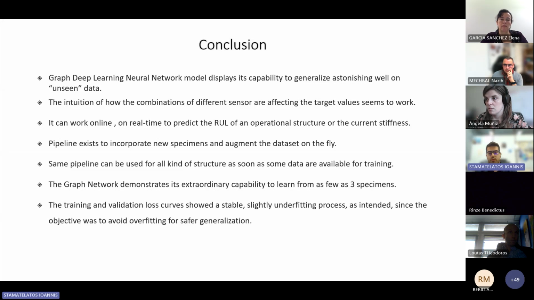Yes, the training was stable. We are not in the overfitting regime, but in underfitting. So it's generalizing efficiently.